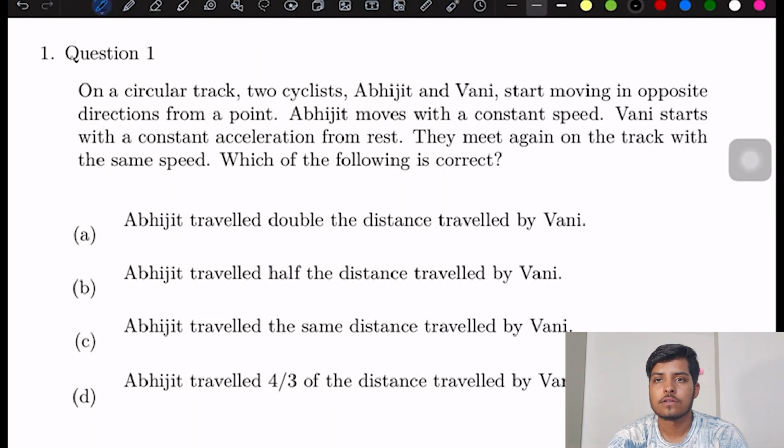So hello guys, today I'm going to discuss the PYQ of Physics IAT 2024. So चलिए शुरू करते हैं.